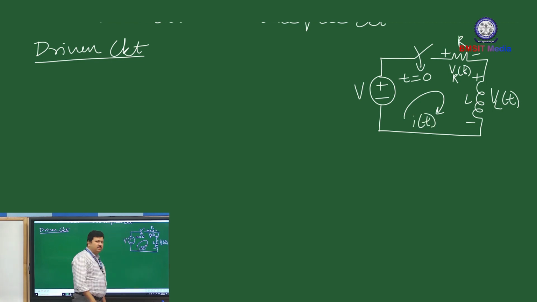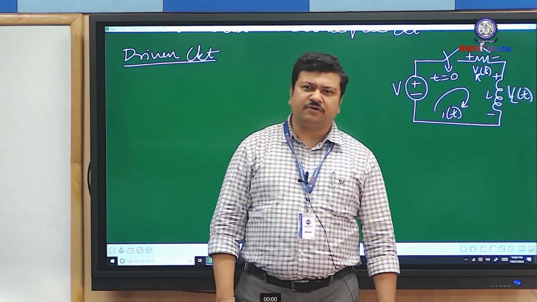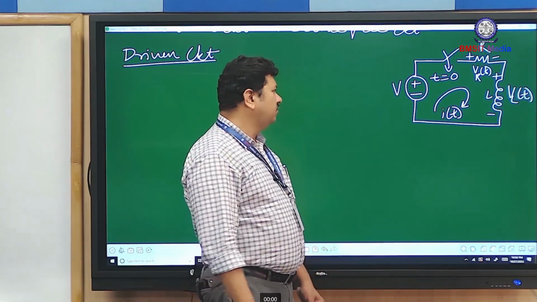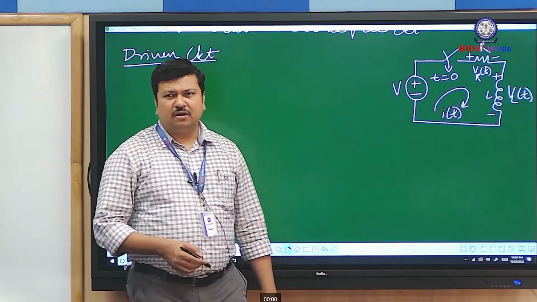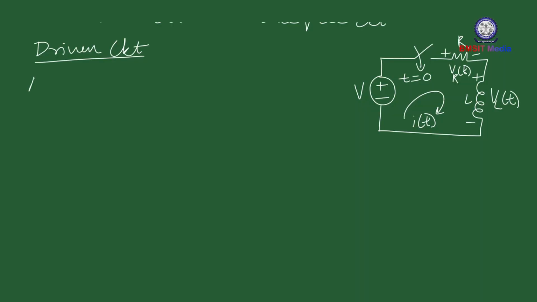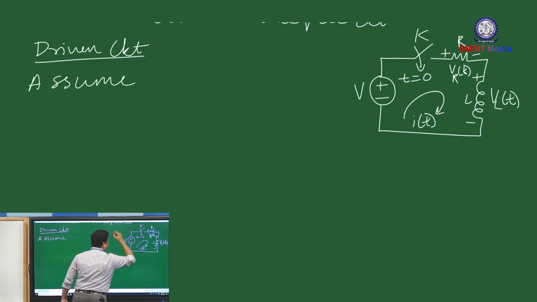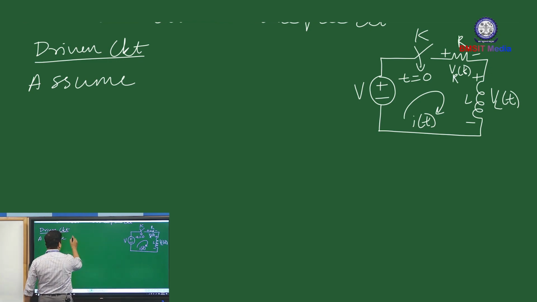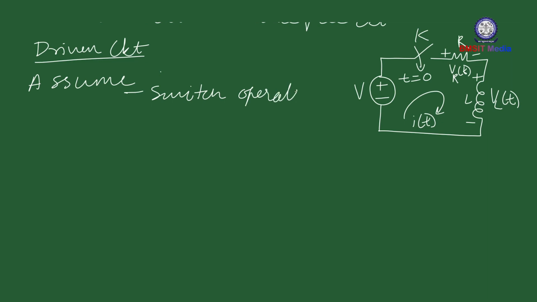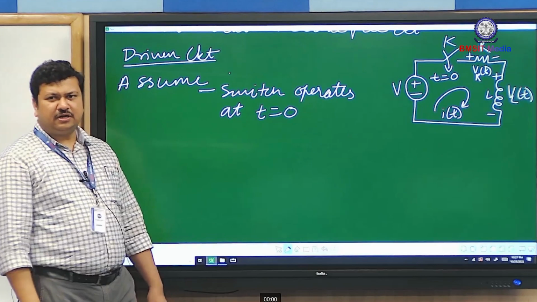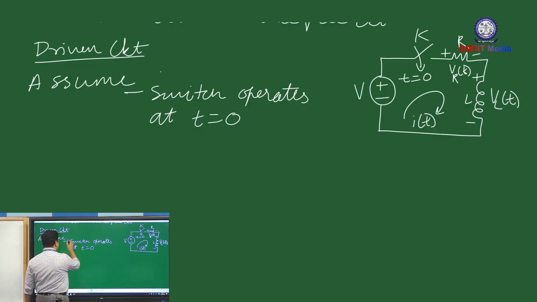I am taking all the voltages and currents as function of time, because I want to know with respect to time how these are behaving. Let this be switch K, I will give the name K. Assume that the switch operates at t equals 0. This is one assumption.